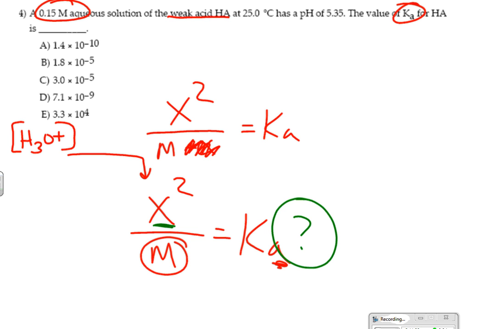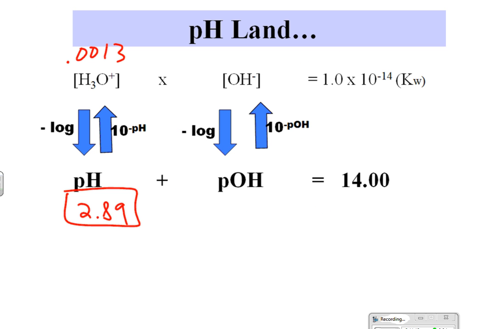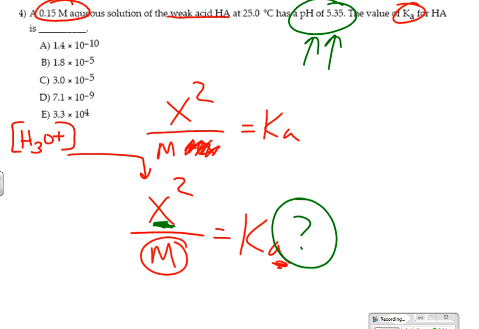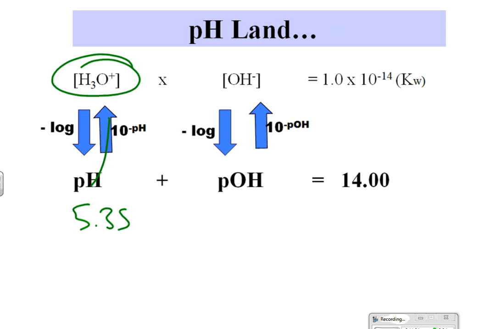Well, if you go back to pH land, and you have to be aware of it, if I have a pH of 5.35, technically, I can convert that into H3O plus. So you have to know whatever values they give you in pH. They could give you pH, pOH, OH, H3O plus. You have to basically ultimately find out whatever value it is you need. In this case, I need H3O plus because they're having me solve for the Ka at this time. So I need this value right here.